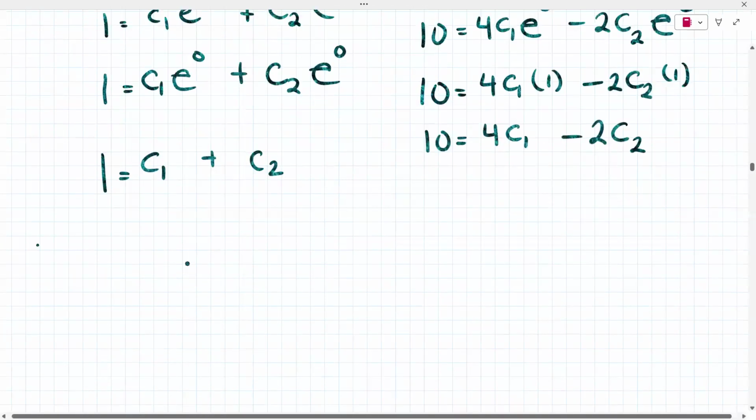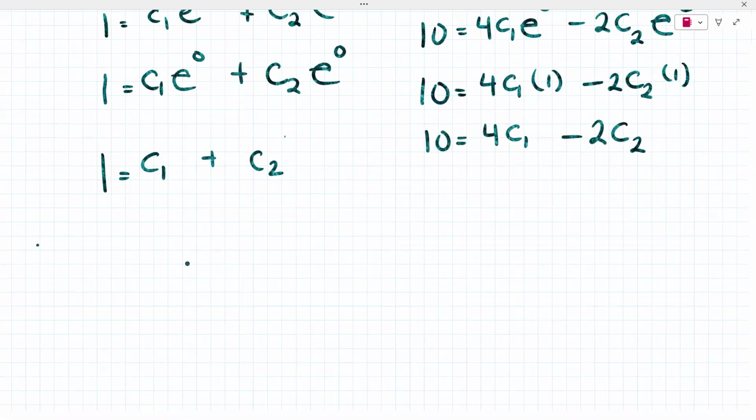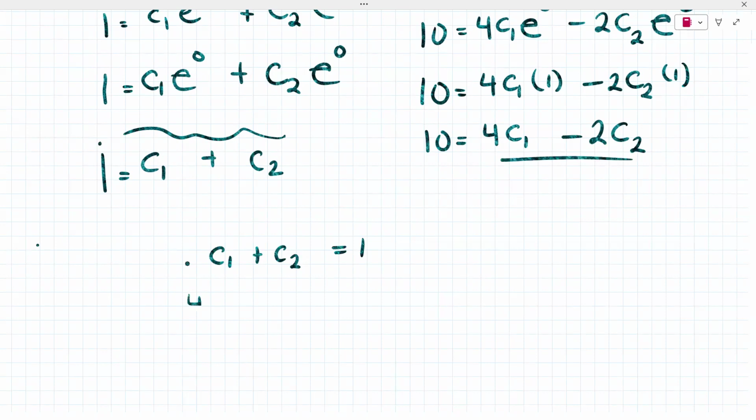Okay, so this is our two-system equation. Let's put the constant on the right. So let me rewrite this as c1 plus c2 equals 1. I'm just moving this to the right. The same thing with this. Let's move the constant to the right. So this is going to be 4c1 minus 2c2 equals 10.